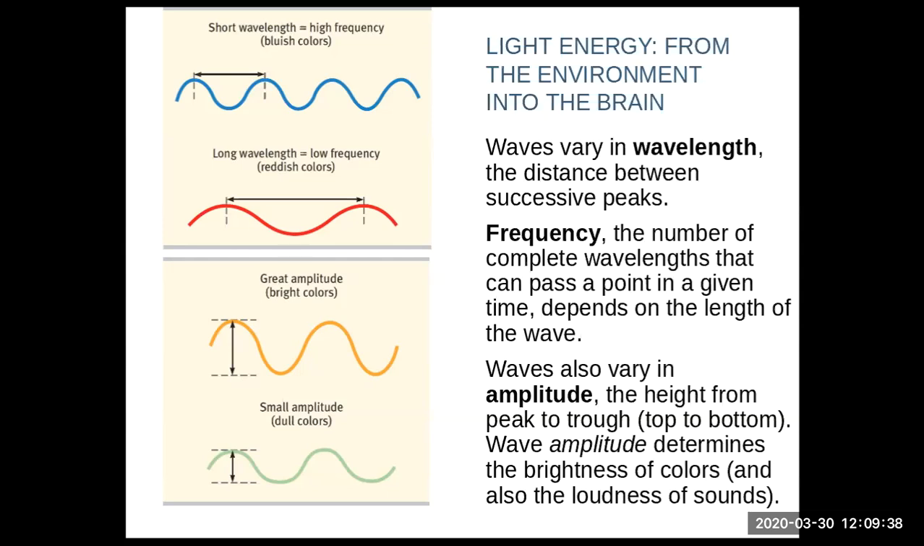So the yellow one, with a higher amplitude, higher wave, is going to be brighter. As you can see from the slide, the green one has a pretty small wave. So the color itself of green is pretty dull. It's not a nice, sharp green. It's kind of a dull green because the wave is smaller.